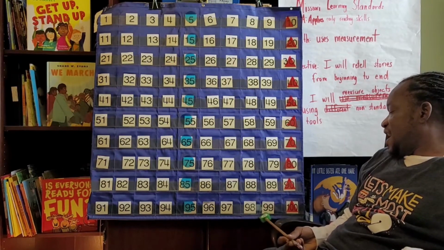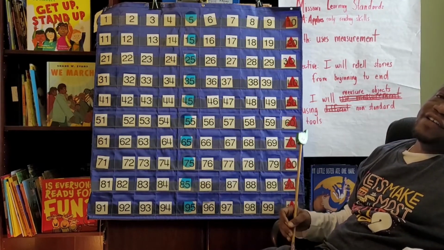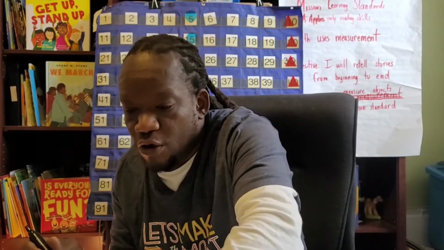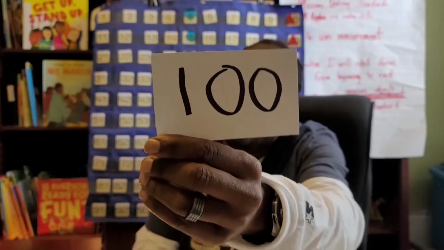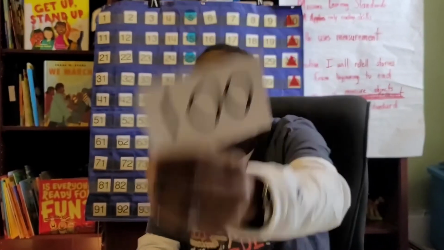98, 99, 100. Give me that 100. 100. What 3 digits make up 100? 1, 0, 0, 100. Okay. Now let's do a little measurement.